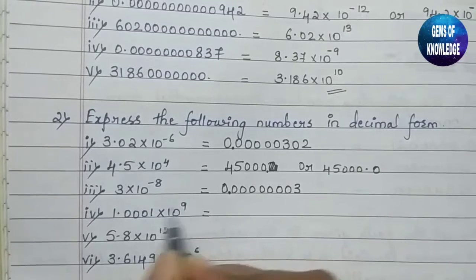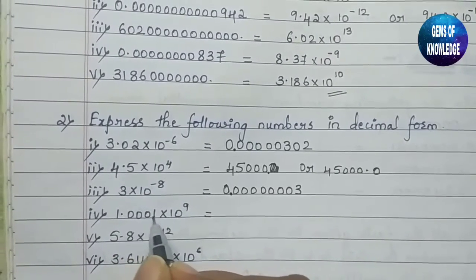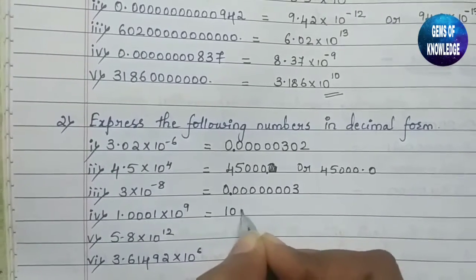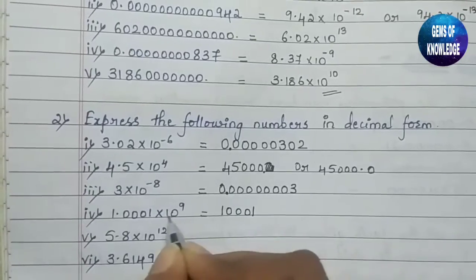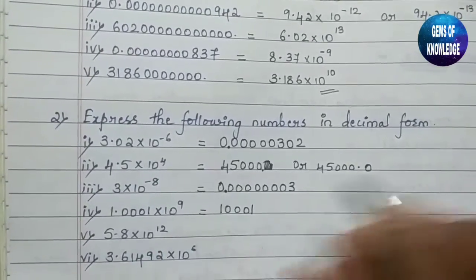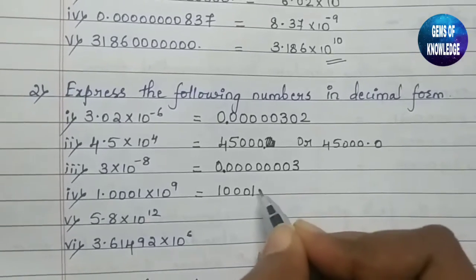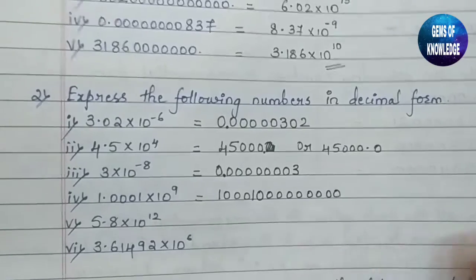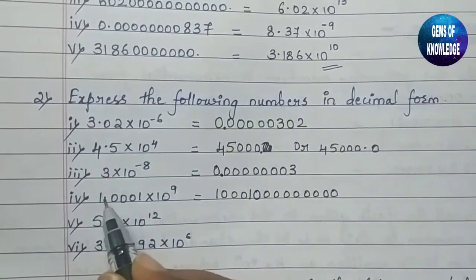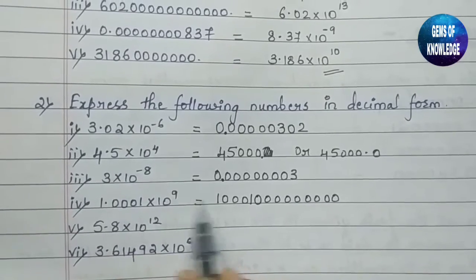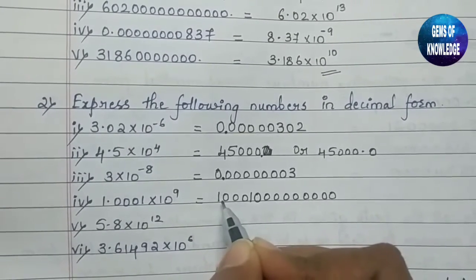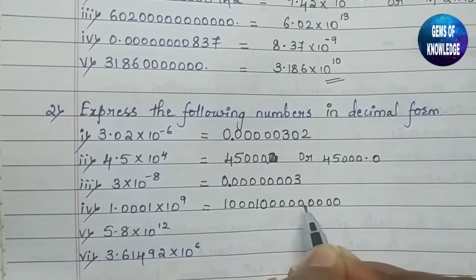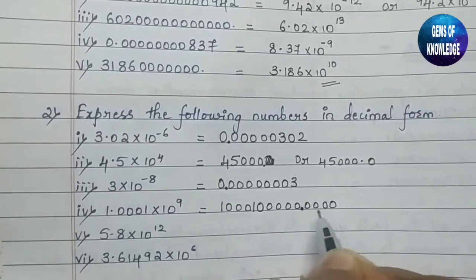Okay, then the next one, here you can see it has been written as 10 to the power of 9. 1.0001 into 10 to the power of 9. So let us write this, 10001, and 10 to the power of 9 is given. So let us write 9 zeros, that is 1, 2, 3, 4, 5, 6, 7, 8, 9. Okay, so now you can see the point is given after 1. We have to move it 9 numbers. Okay, since the point is here, let us move it 1, 2, 3, 4, 5, 6, 7, 8, 9. So after 9 numbers, we are going to put a point.